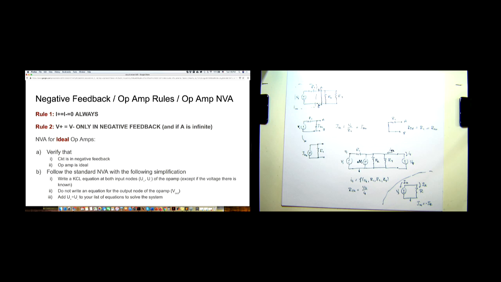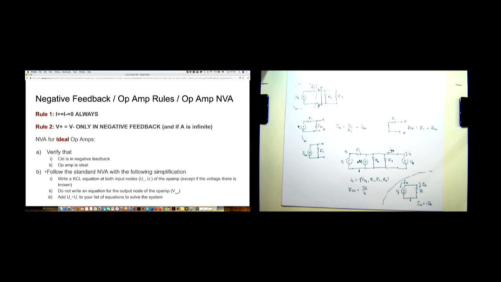The two main steps that you need to go through are: A, verify that the circuit is indeed in negative feedback, and B, that the op-amp is ideal. Then you follow your standard NVA procedure with the following simplification. You write all your KCL equations, but you don't need to write a KCL equation for the output node. The reason is that you have an extra equation, which is that U plus is equal to U minus.